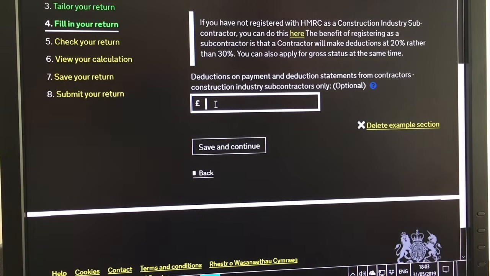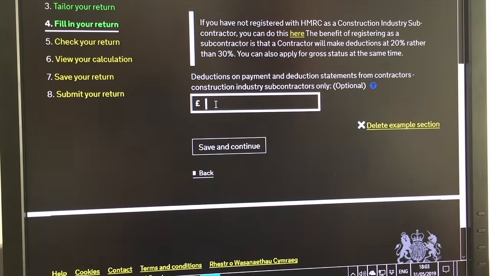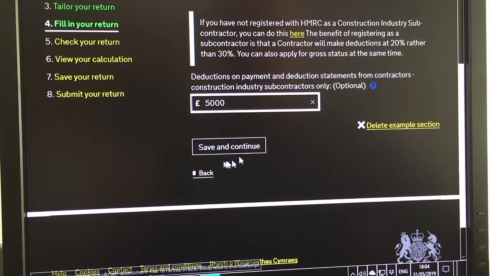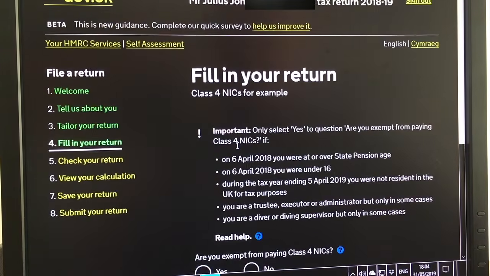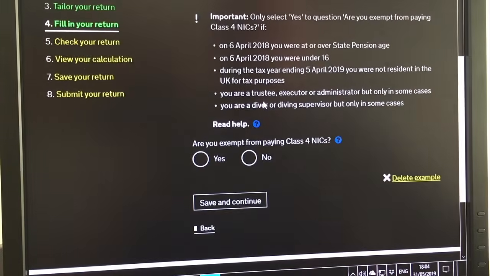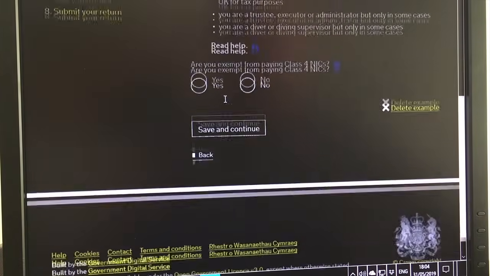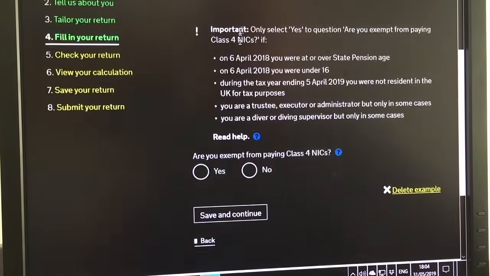So let's say I'm a subcontractor, and let's say on my income of £75,000, it's only on the labour part that tax is deducted. So let's say I've had £10,000, which is quite a lot. If I've paid £10,000 tax on a profit of £25,000, that's quite a lot. And let's not say that. Let's say £5,000. It's probably a little bit more. And then we'll save. Right, fill in your return. So that is now that bit completed.